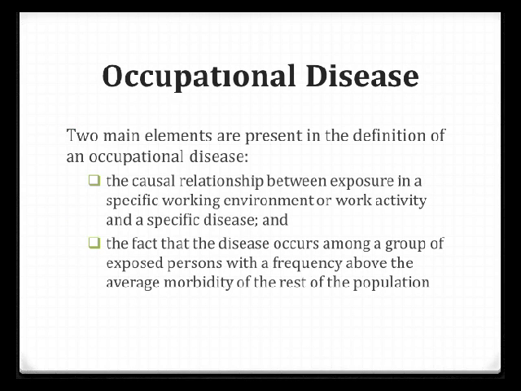So when we think about occupational disease, we think about it from the 2 main elements that are present in the definition. So the causal relationship between the exposure in the specific working environment or work activity and a specific disease, as well as the fact that the disease occurs among a group of exposed persons with a frequency that is above the average morbidity of the rest of the population. So again, when we think about the occupational disease rubric, we need to think about not only the individual but the population as a whole.